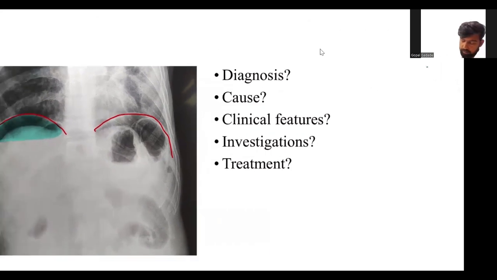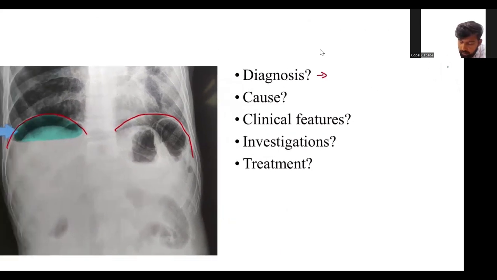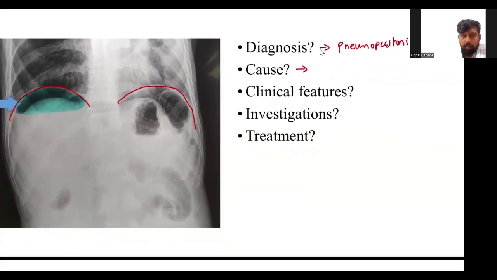So the diagnosis is air under right dome of diaphragm, suggestive of pneumoperitoneum. So what is the cause for this condition? This condition is caused due to bowel perforation. So this could be a bowel perforation. What are the clinical findings related to the bowel perforation?